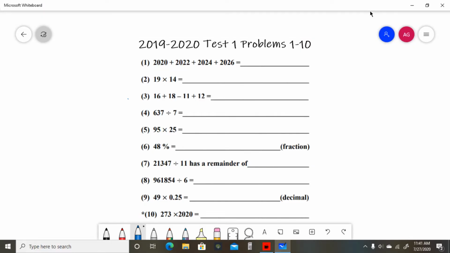Hello, and welcome to Investigative Math. Today, we'll be going over the 2019-2020 Number Sense Test 1, problems 1 through 10. So let's get to it.